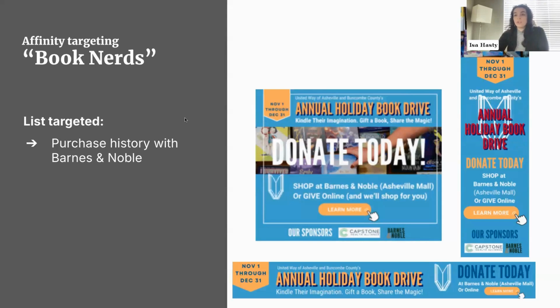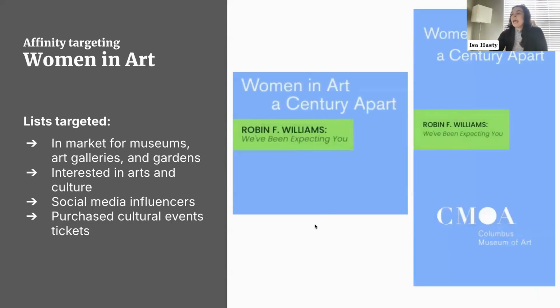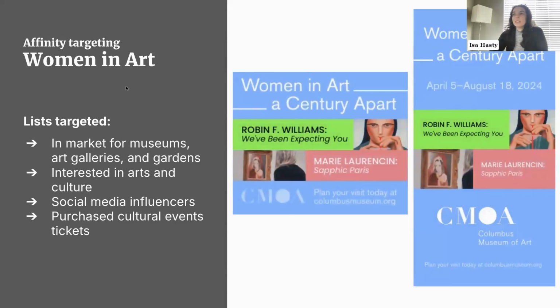And she figured, okay, people who are shopping at bookstores might have books that they want to donate. And so she then served these ads asking people to donate books to the campaign. And then this is a little bit more of a comprehensive affinity targeting campaign example.